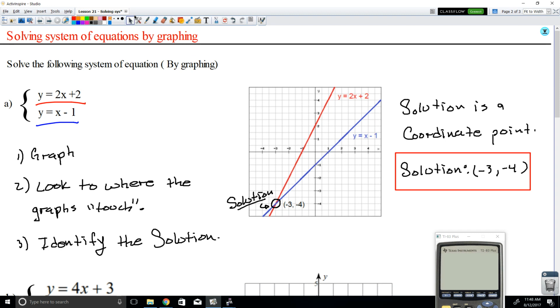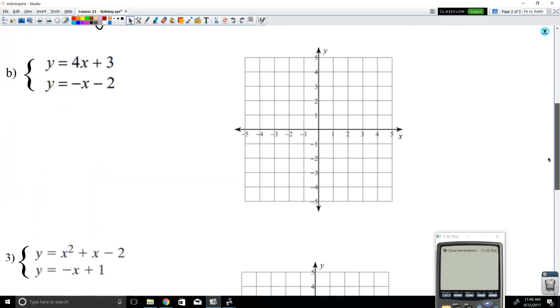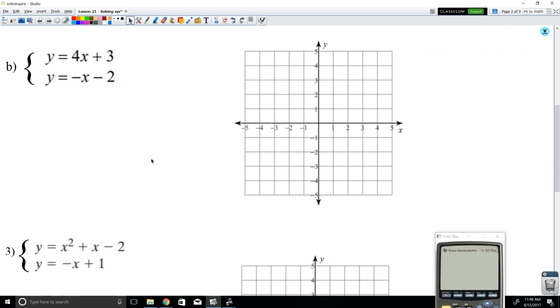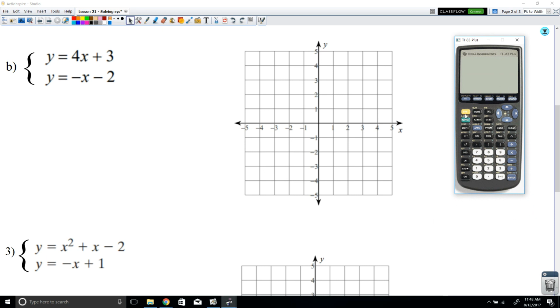Not always are they going to give us a graph. So let's do one example where the graph is not given. What do you do when the graph is not given? Well, you come up with your own graph. And for that, we're going to use our calculator. So what do we do here? Well, let's turn it on.